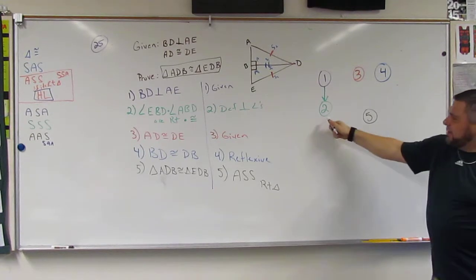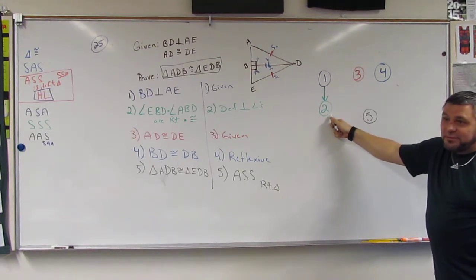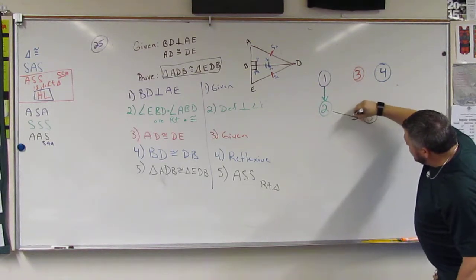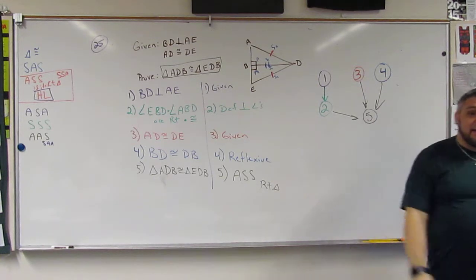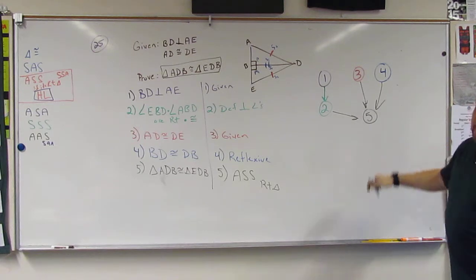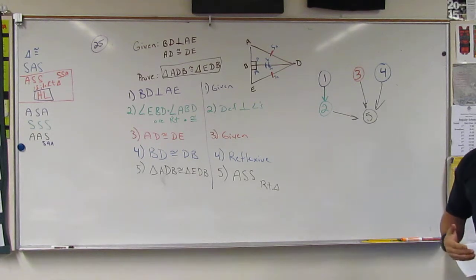Now how did we prove 5 then? Because we had the right angles are congruent. Angle, side, side. So we were able to use angle, side, side, right? So we used all 3 of these to prove 5. Does that make sense? Yeah. We had to use all 3 to prove 5. That's the flow chart right there.